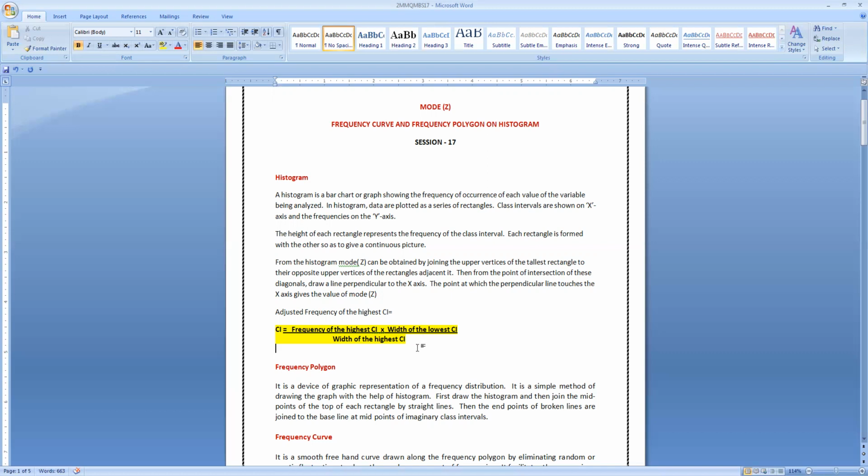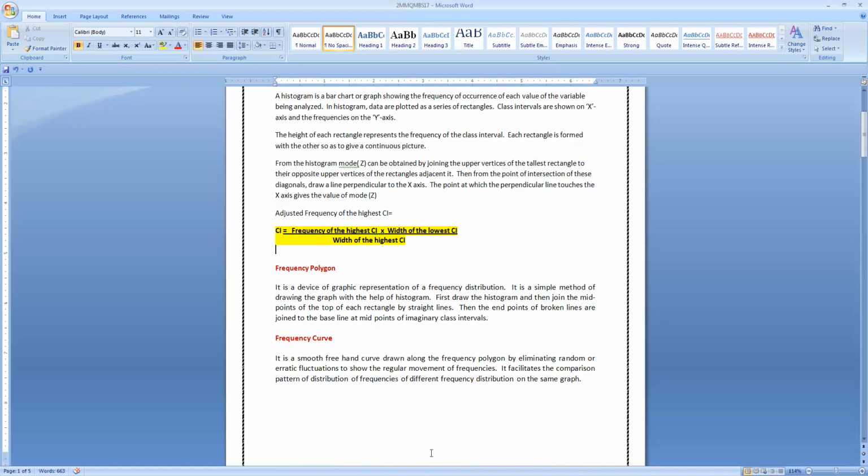In case the class intervals are unequal, how do we adjust the frequency for the calculation of mode? The formula is the adjusted frequency of the highest class interval. It is the frequency of the highest class interval into the width of the lowest class interval divided by the width of the highest class interval. This is the formula that we use for the calculation of adjusted frequency for the highest class interval.